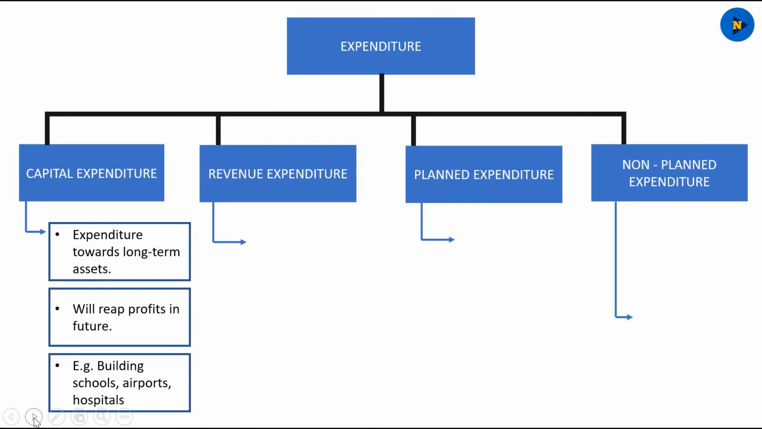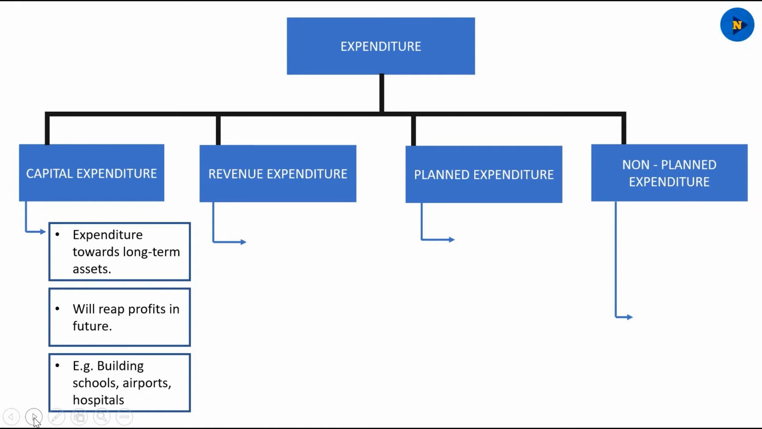children of today. And building airports and modern public transportation methods, such as airports, metros, subway systems, bullet trains in the future. These will increase the connectivity between different places and, of course, increase the economic productivity of the country as a whole. So capital expenditure is any expenditure made towards long-term assets.